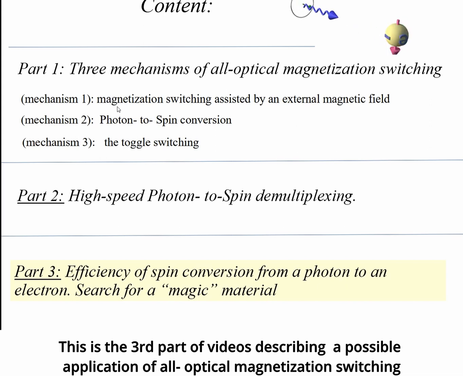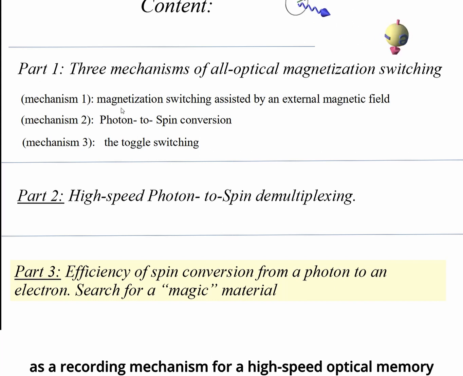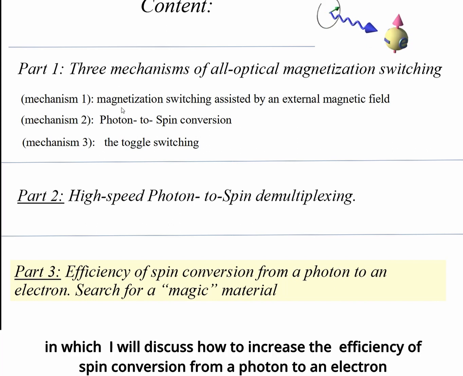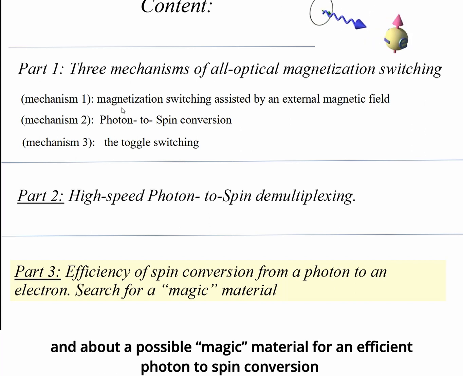This is the third part of videos describing a possible application of all-optical magnetization switching as a recording mechanism for a high-speed optical memory, in which I will discuss how to increase the efficiency of spin conversion from a photon to an electron and about a possible magical material for an efficient photon-to-spin conversion.